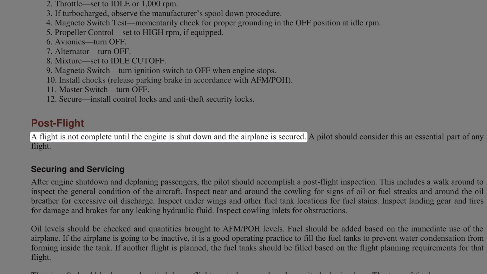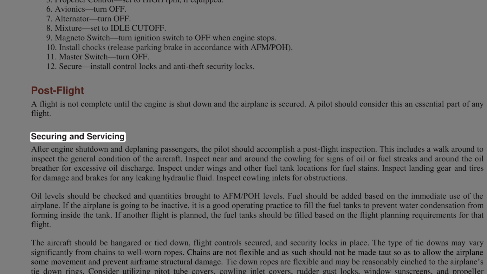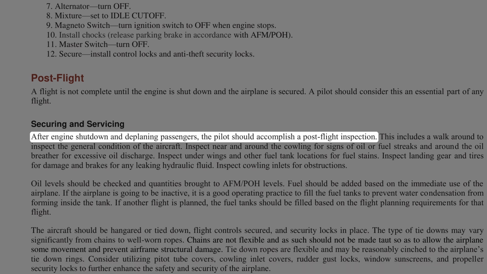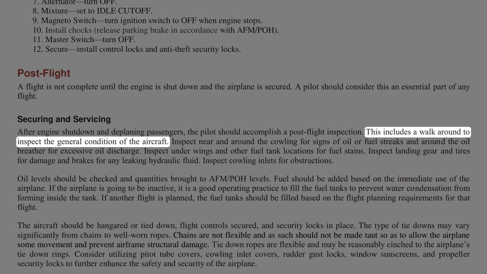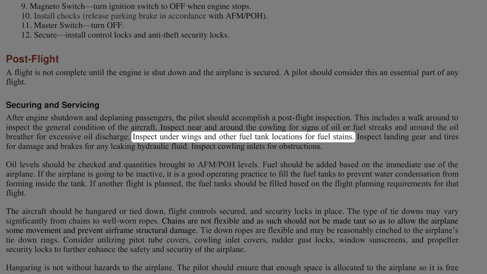Post-flight. A flight is not complete until the engine is shut down and the airplane is secured. A pilot should consider this an essential part of any flight. Securing and servicing. After engine shutdown and deplaning passengers, the pilot should accomplish a post-flight inspection. This includes a walk around to inspect the general condition of the aircraft. Inspect near and around the cowling for signs of oil or fuel streaks and around the oil breather for excessive oil discharge. Inspect under wings and other fuel tank locations for fuel stains.